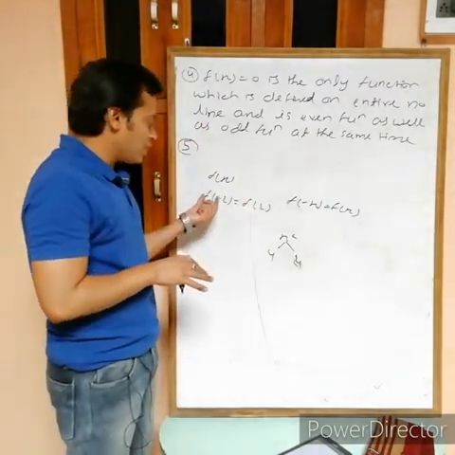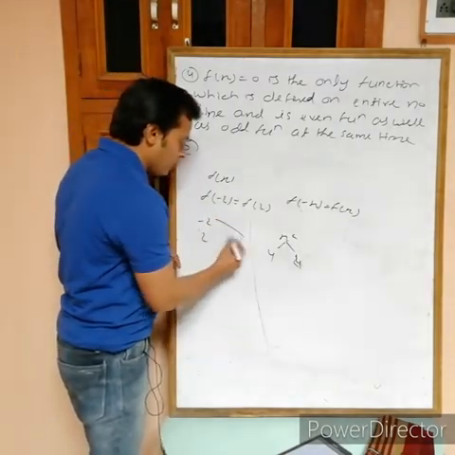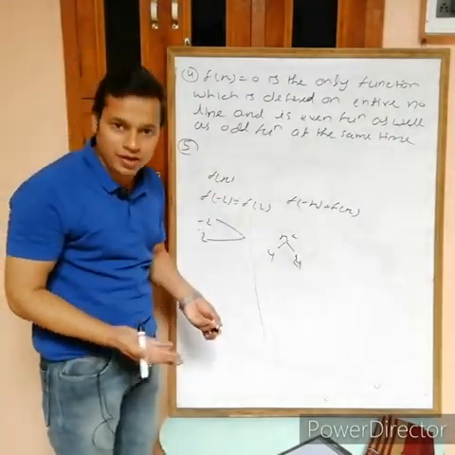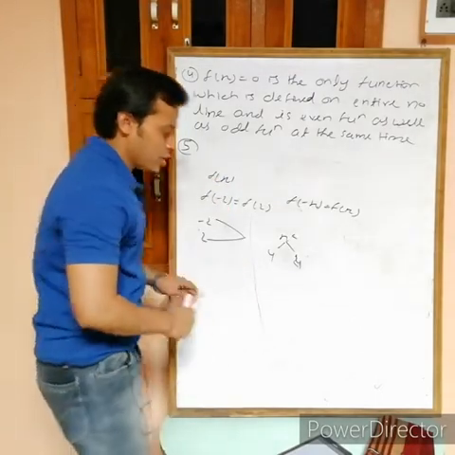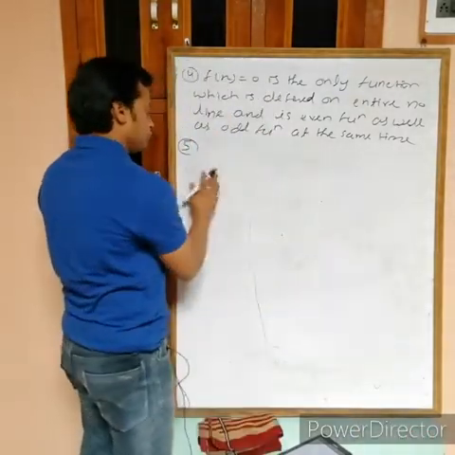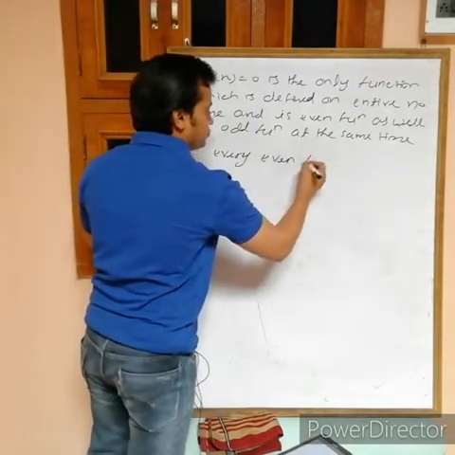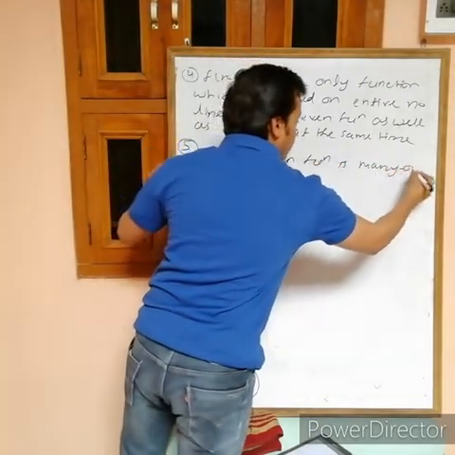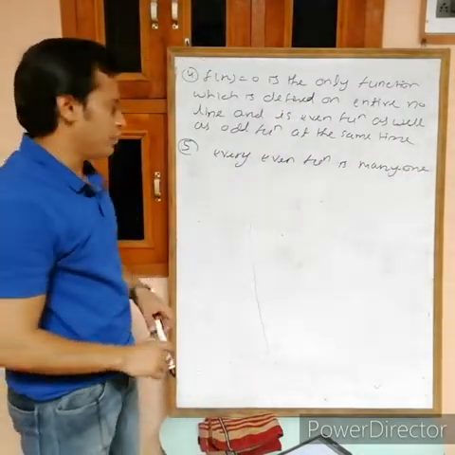So f(-2) equals f(2) means for the two values of x, -2 and 2, we have the same image. For any two x, if we have the same y, then the function is many-one. So I can write: every even function is many-one. If you know that a function is even, it means the function is many-one, and directly you can say that.